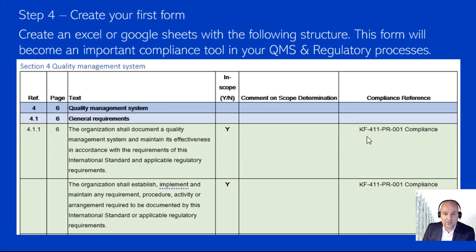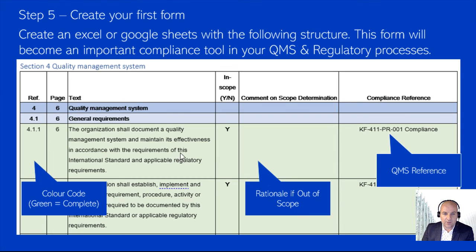And then in terms of how I've addressed that, I have a reference here to my QMS procedure, which you can tell from the PR. And then that should be addressing that requirement. And we'll go into document numbering in another video. That's again, it's a simple thing, but it's a really important part of any quality management system.